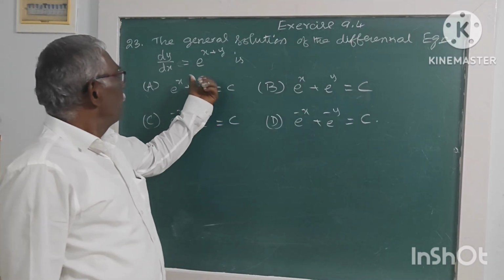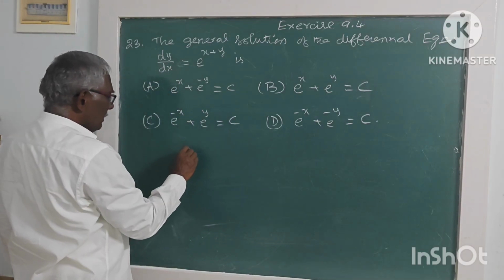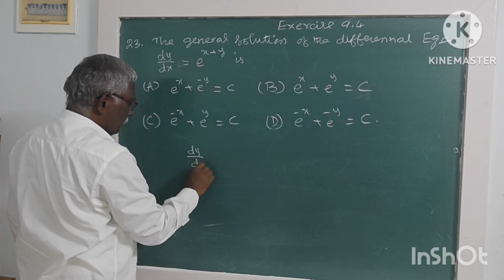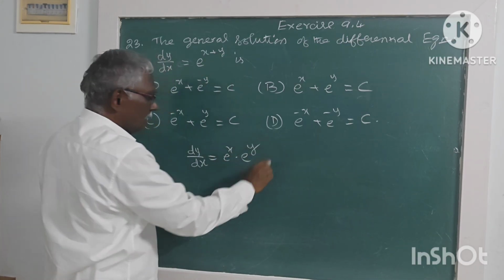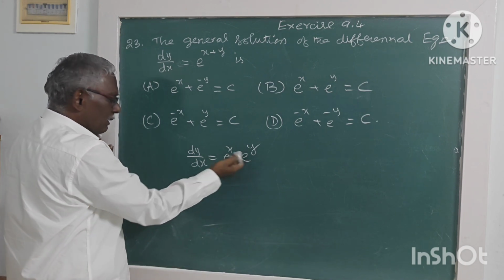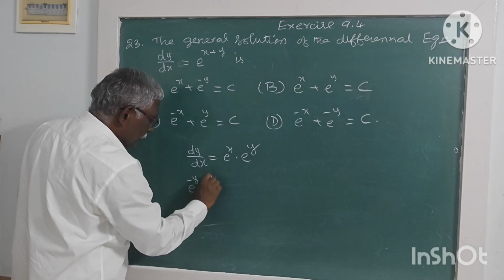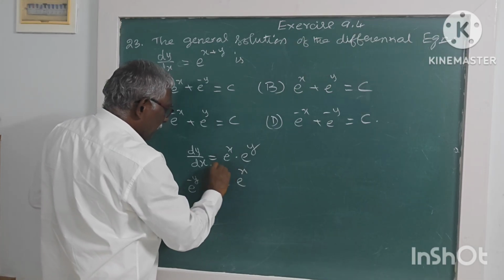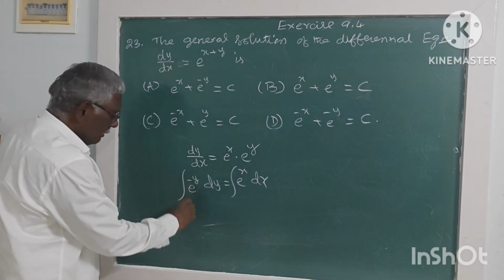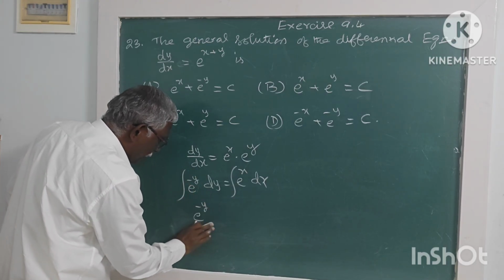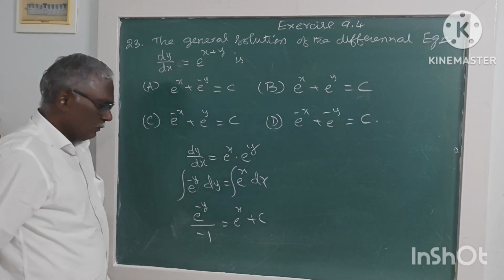The general solution of the differential equation we have to see. So we'll rewrite this as dy by dx equals e power x into e power y. So we'll take dy to the numerator, so we can have e power minus y dy is equal to e power x dx. Then integrating, we get e power minus y by minus 1 is equal to e power x plus constant.